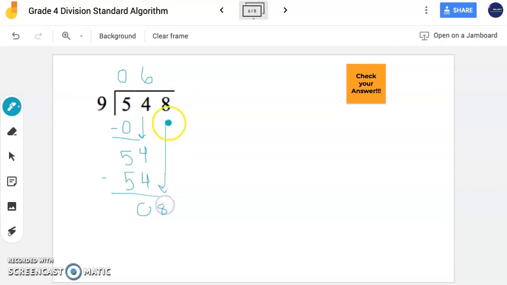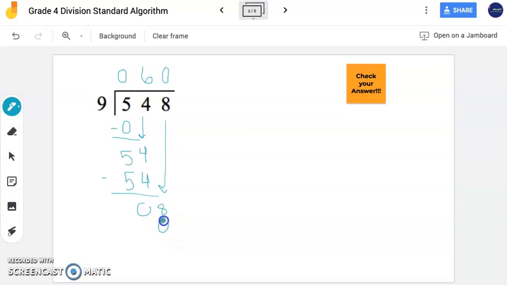Now 9 times something gets me close to or exactly to 8. I can't go over 8, but I can try to get as close to 8 as possible. But I notice 9 times 0 is 0. 9 times 1 is 9. 9 is way too big, so I'm going to choose 9 times 0.